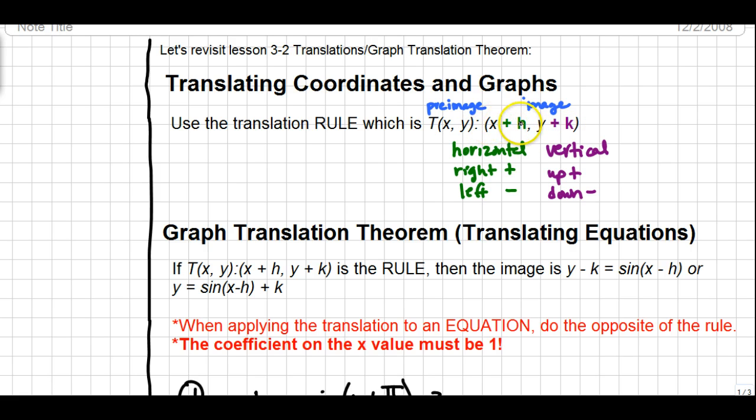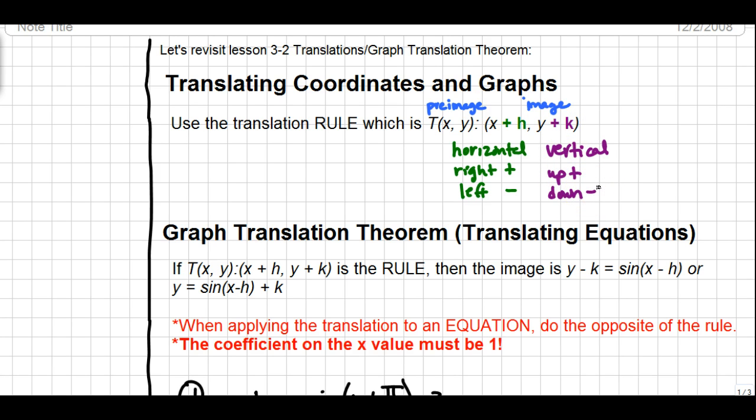The number that's being added or subtracted to the x will tell you which way it's going to shift or slide horizontally. A positive number will move to the right, a negative number will move to the left. For the y value, whatever's being added or subtracted will tell you which way it's going to shift or slide vertically. Again, positive being up and negative being down.